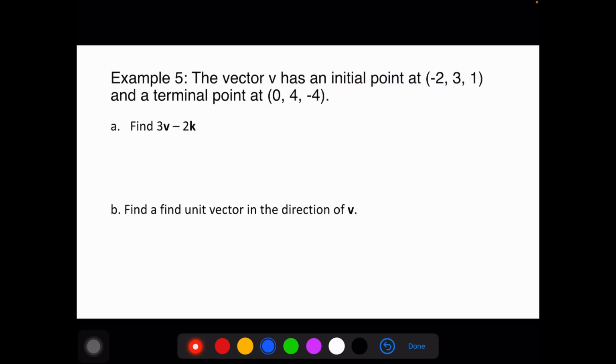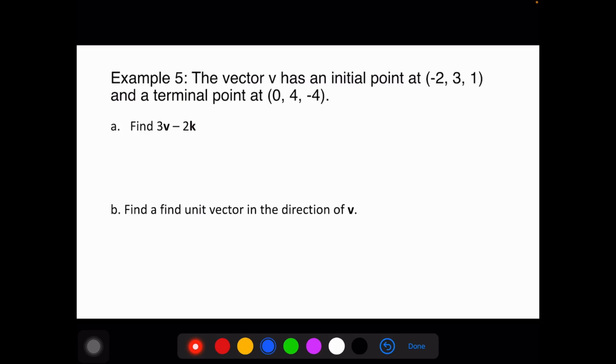But otherwise, the math that we learned in the previous section applies. If we want to add or subtract vectors, we add or subtract the corresponding components. If we want to take a vector and multiply it by a scalar, we just distribute the scalar to each component. So the same kind of properties that we learned in the previous section apply here.